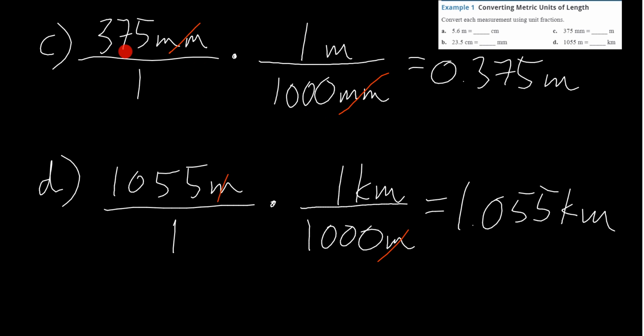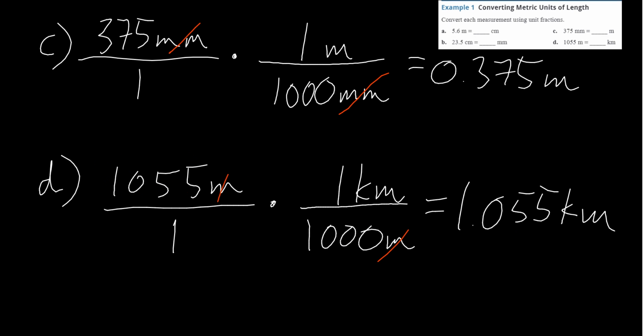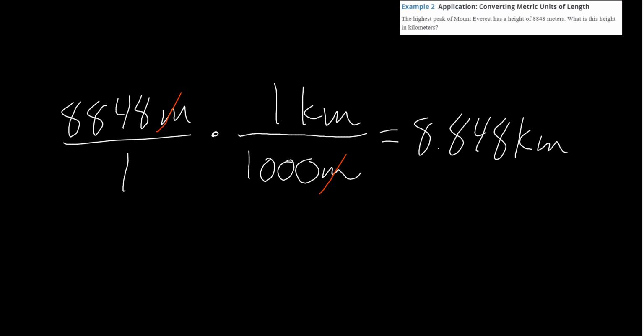So notice, let's go back to example 1 here. In my solutions, I'm converting 5.6 meters to centimeters. Well, notice how it just turned into 560. I just put a 0 on there. Notice how the 23.5, basically I just removed the decimal, and I got 235. Same thing here, 375 millimeters to meters. Well, I still maintain a 375, it's now a fraction, 0.375. And the same can be said for all of them. Same thing with example 2.